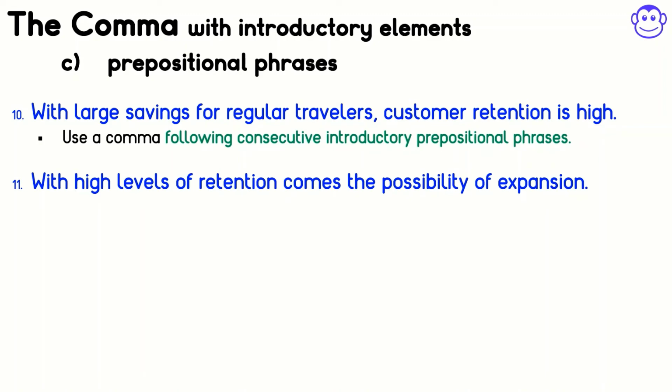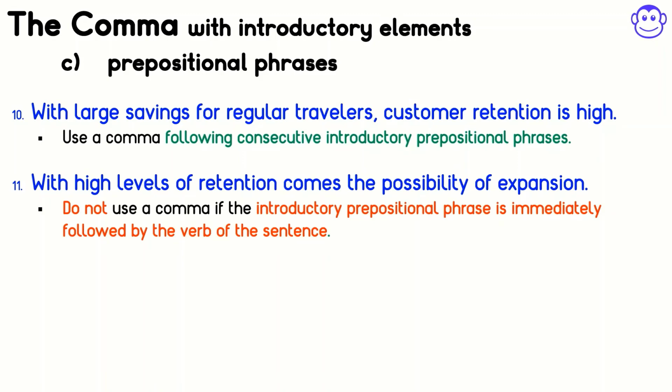The final example of introductory prepositional phrases. With high levels of retention comes the possibility of expansion. In this sentence, we clearly have an introductory prepositional phrase, with high levels of retention, but we do not have a separate subject, which means that the prepositional phrase is functioning as the subject. Therefore, a comma is not required, as subjects should not be separated from their verbs. So, do not use a comma if the prepositional phrase is immediately followed by a verb.